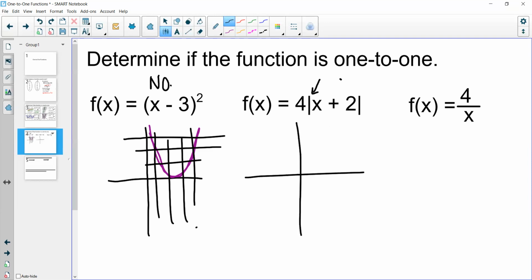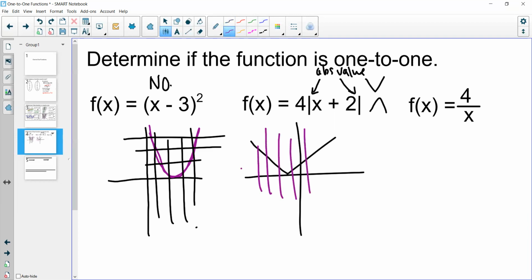Let's check this next one. Now, these signs here, a reminder, are absolute values. So this means we have an absolute value function, and the absolute value function typically looks like this. As we graph this absolute value function, what we're going to find out is that this one ends up looking like this. Although this one passes our vertical line test, because it's a function, it does not pass the horizontal line test. So this one is also not one-to-one.